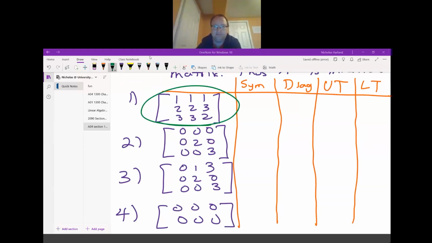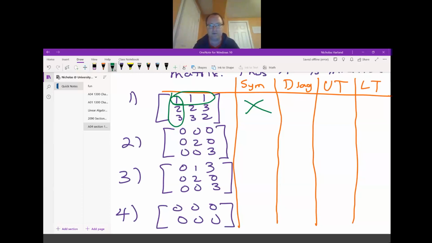Right, A transpose is not equal to A. If we take the first row of A, does it match the first column of A? That's what it would be, and the second and third as well if it were to be symmetric. But the first row does not match the first column, so the transpose is not equal to the matrix itself, and as such, it is not symmetric.